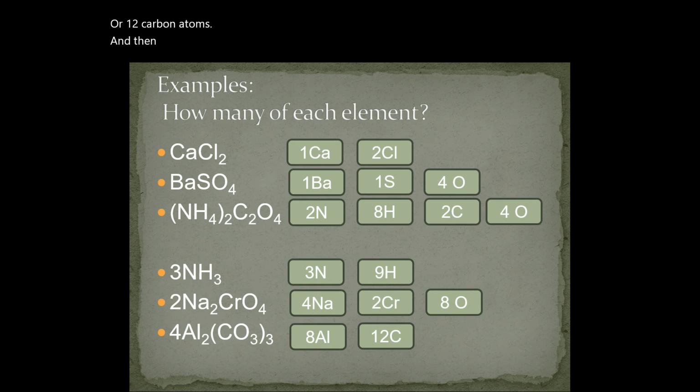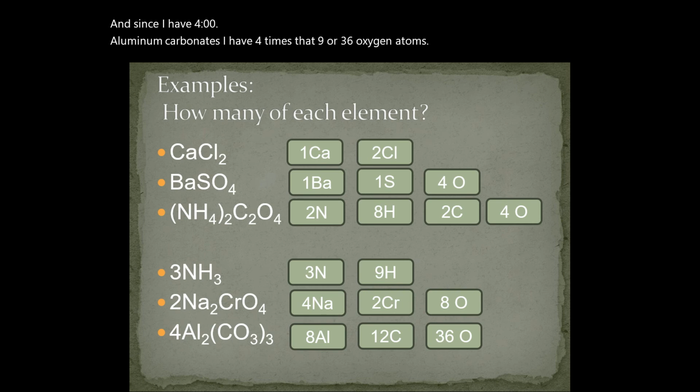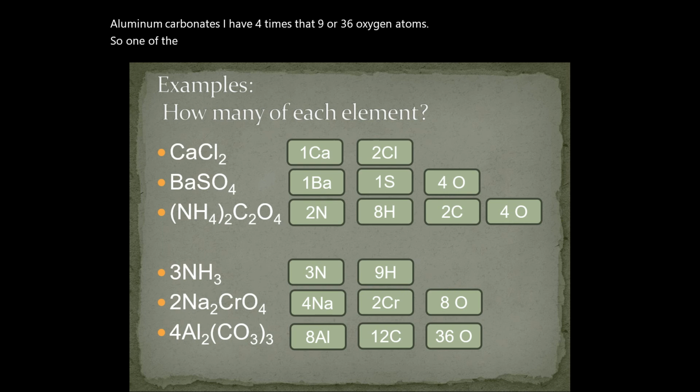And then finally, in aluminum carbonate, in the carbonate, there are 3 oxygens. But I have 3 carbonates in the molecule. So in each aluminum carbonate, I have 9 oxygen atoms. And since I have 4 aluminum carbonates, I have 4 times that 9, or 36 oxygen atoms. So one of the skills we're going to need in order to balance equations is the ability to count the number of atoms using our subscripts and our coefficients.